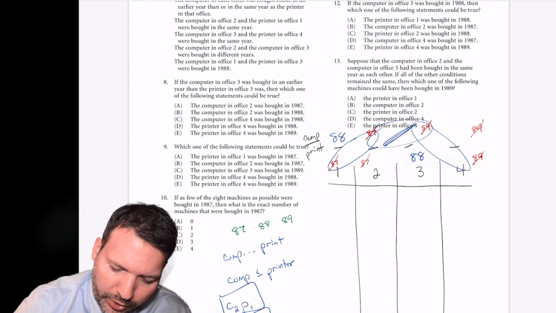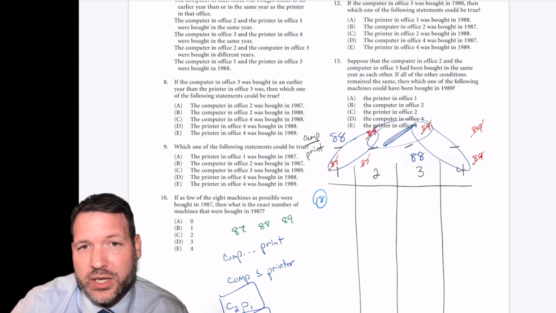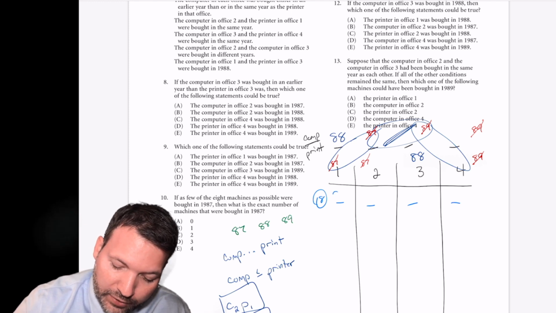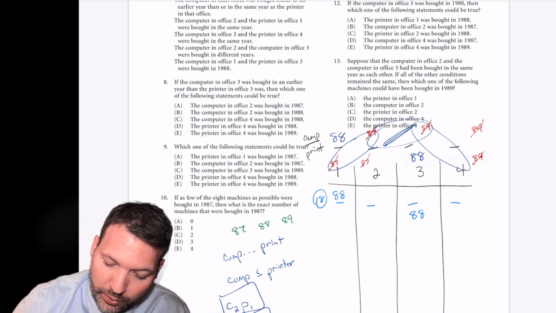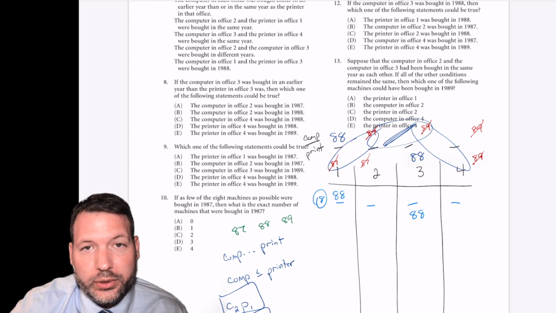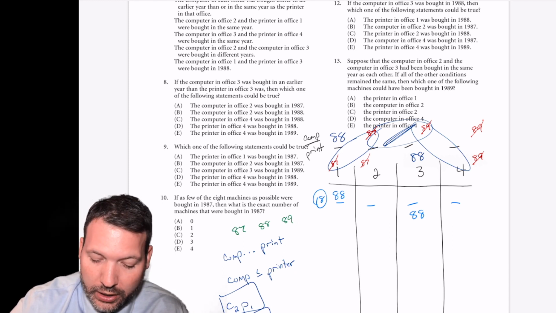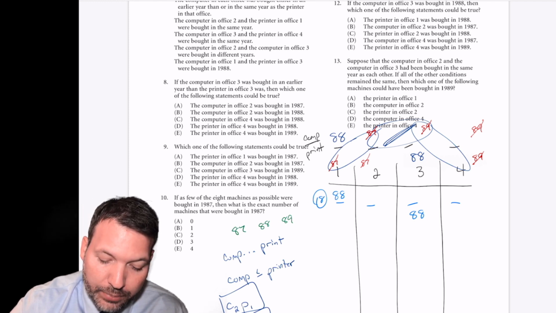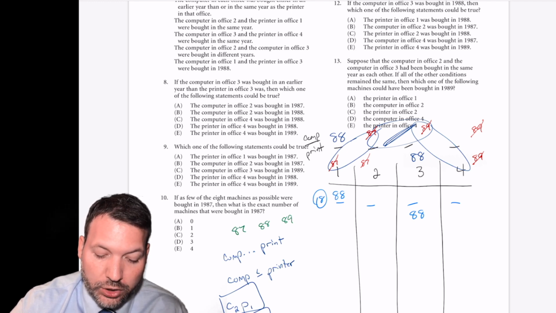Number 8 is what we would consider a specific question; it gives us some information to plot onto our diagram. And of course, the first thing we want to carry down is what we already figured out, or were already told in the conditions: computer of Office 1 was 88, printer of Office 3 also 88. Number 8 specifies, if the computer in Office 3 was bought in an earlier year than the printer in Office 3 was, then which one of the following statements could be true?